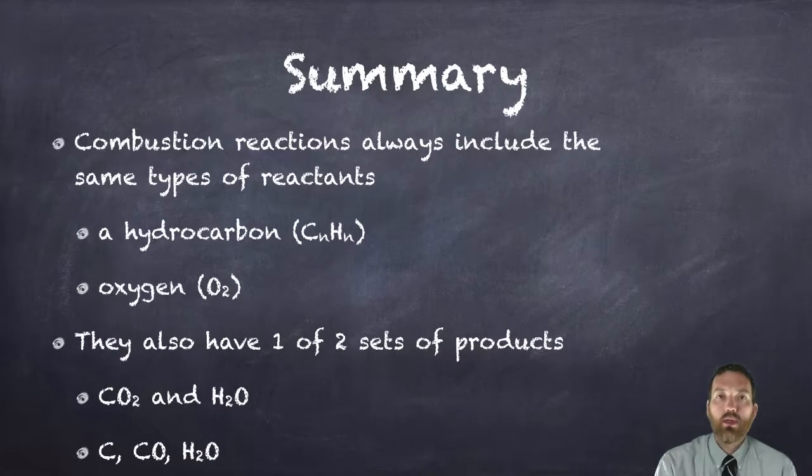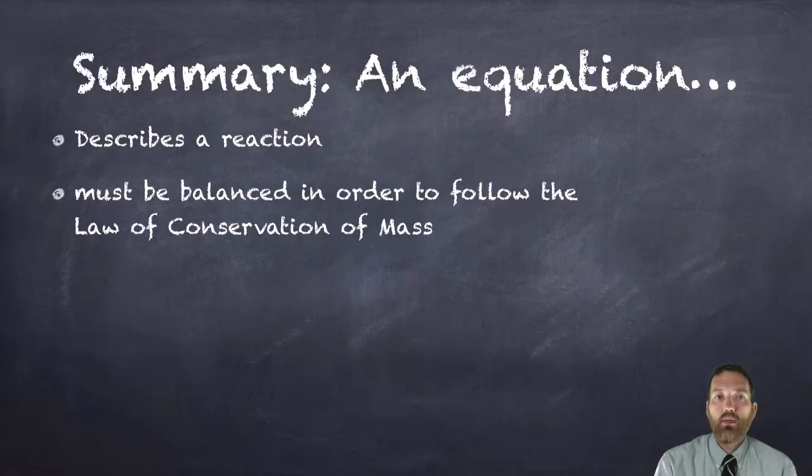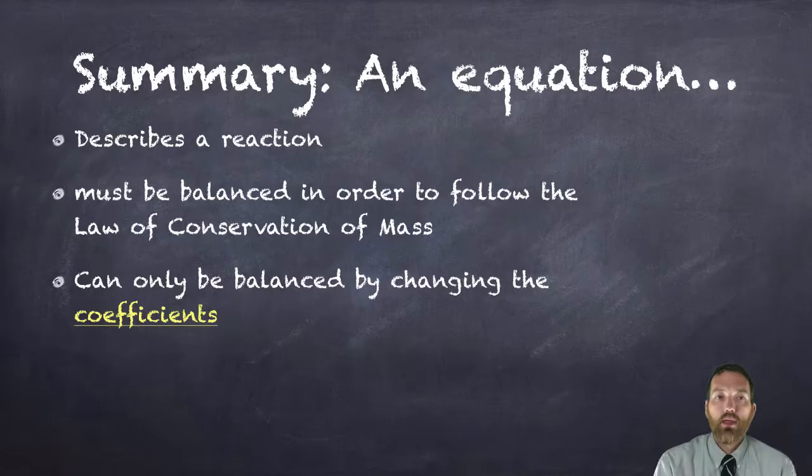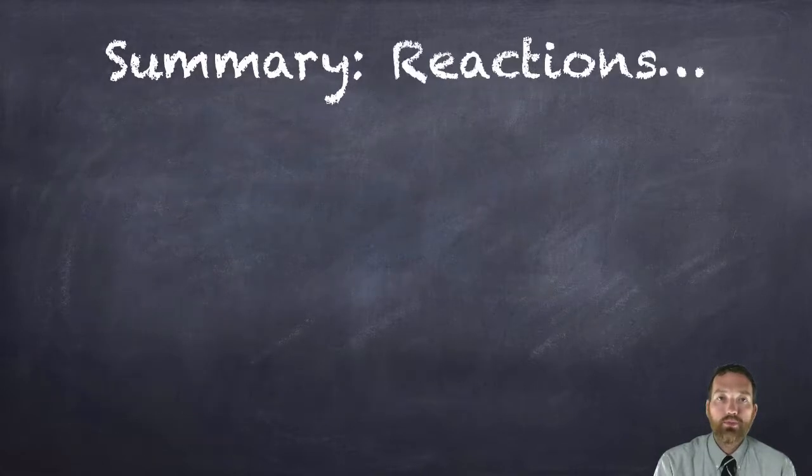So let's also summarize everything we've learned about the types of chemical reactions so far, because this is the last one. An equation describes a reaction, and it must be balanced in order to follow the law of conservation of mass. You can only balance these by changing the coefficients. That's the big numbers in front. Equations have special symbols that indicate the physical state and if a catalyst or an energy is required.